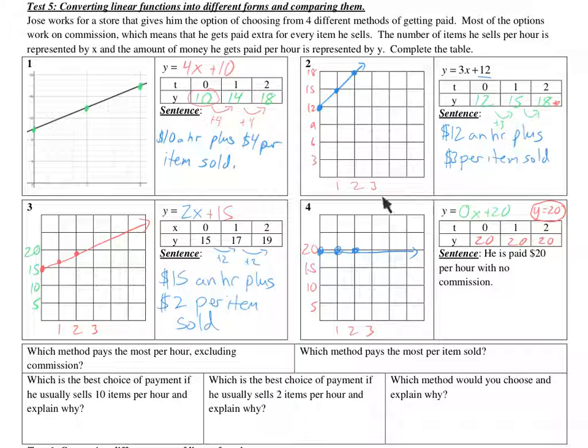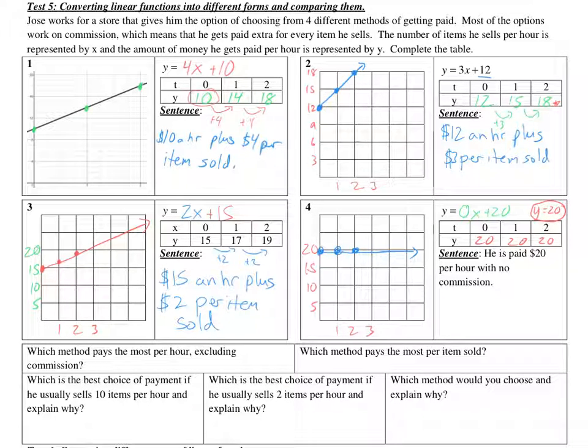So we now have all 4 scenarios. Okay, we got our 4 scenarios. Which method pays the most per hour, excluding commission? Okay, so excluding commission. Where do we see the hourly wage? For instance here, which number is the hourly wage? 4 or 10? Isn't 4 your commission and 10 your hour? So it says, which method pays the most per hour?